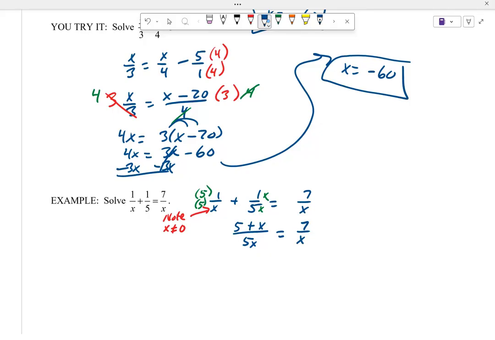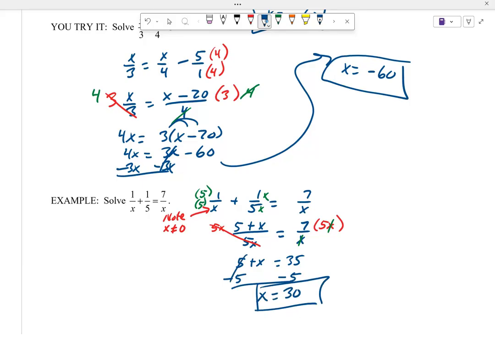At this point, we can clear out our denominators. I'm going to multiply this side by 5x, that side by 5x. Notice here my x over x does cancel right there. So we've got 5 plus x equals 35, and we just solve for x. It looks like our x ends up being 30 on this. Note that it could not be 0. We got 30, and you can always plug it back into the original to make sure that it checks out. Check your answer there.